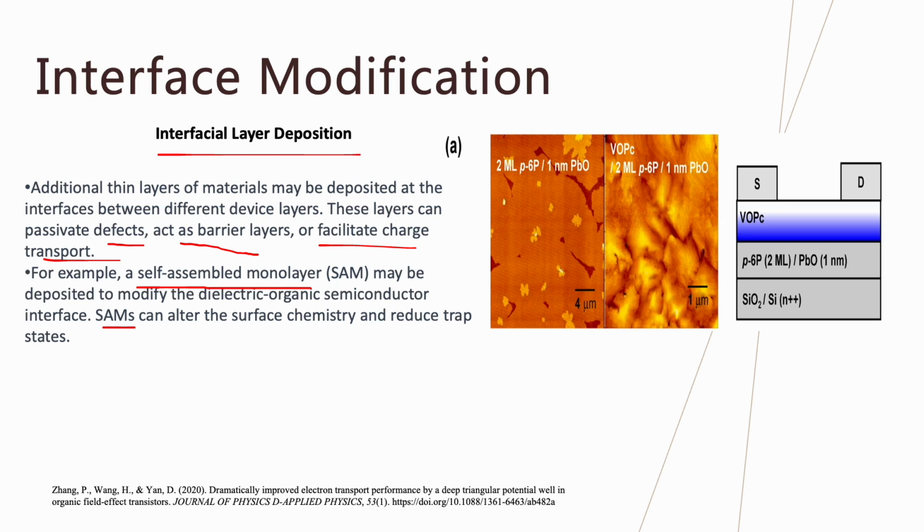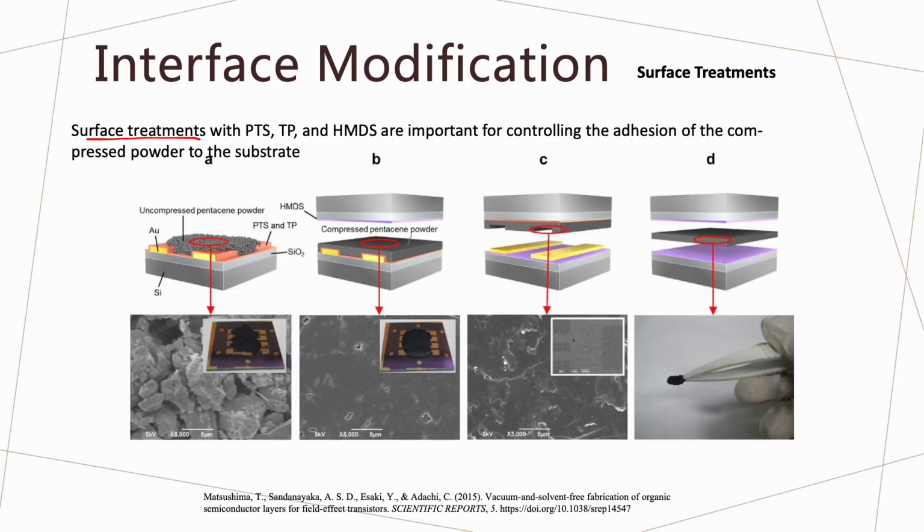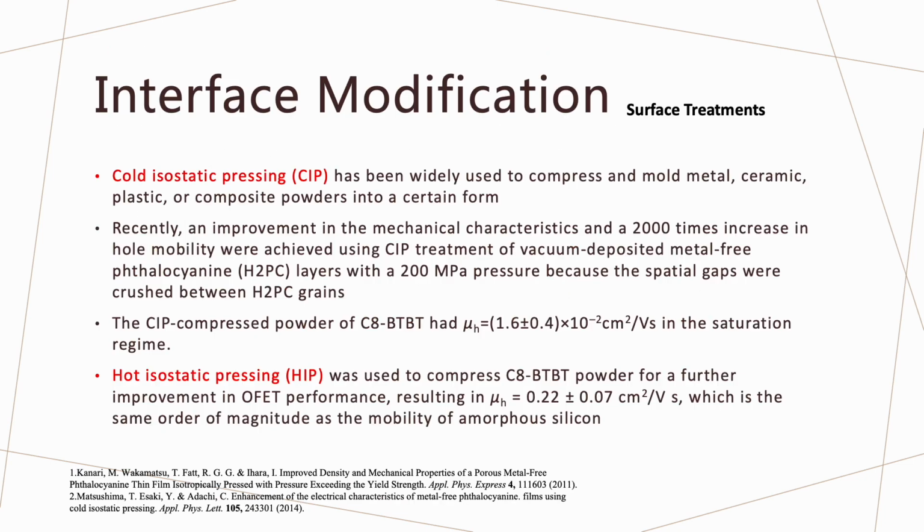We can see the image that VOPC is the interfacial layer deposition. Surface treatment with some chemical material is used to control the adhesion of the compressed powder to the substrate. Also, some physical methods like cold isostatic pressing and hot isostatic pressing are used to compress the material into a certain form.